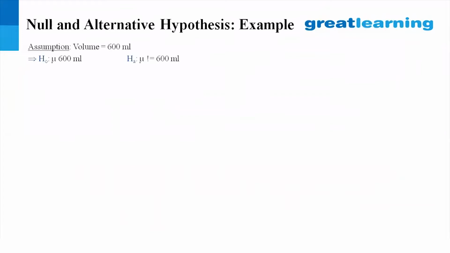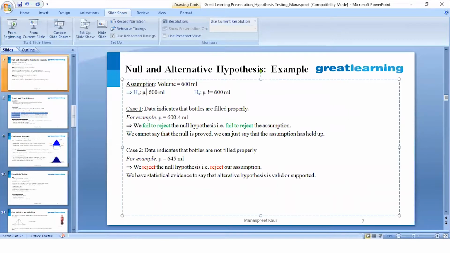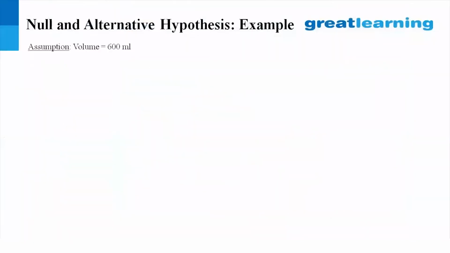So the first assumption that we made is that our volume is going to be 600 ml. Since this is an assumption, a claim that our volume is 600 ml, we are going to consider it as the null hypothesis. So mu equals 600 ml is our null hypothesis, and mu not equals 600 ml is our alternative hypothesis.